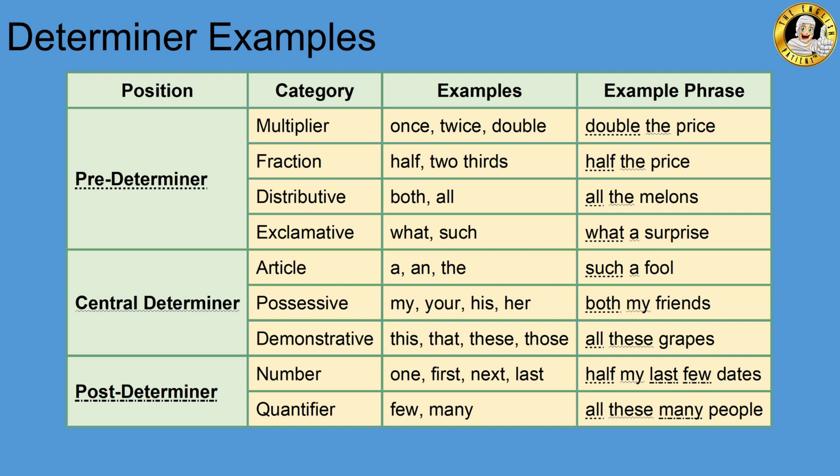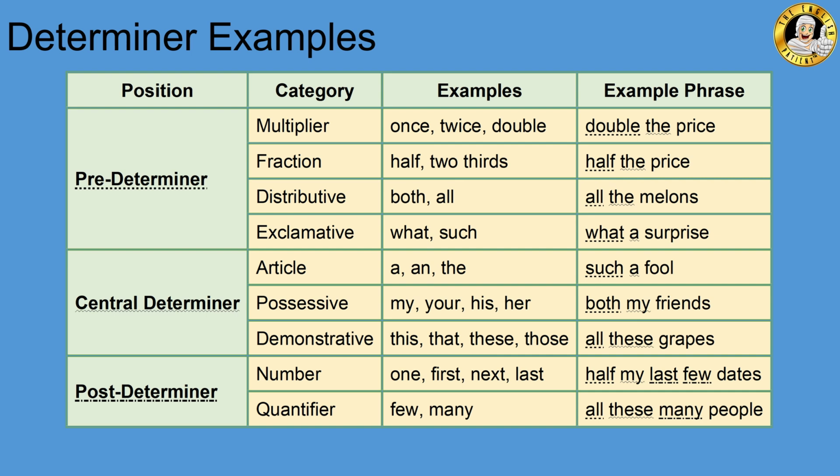And then finally, we've got post-determiners. And these will include numbers, one, first, next, last, half my last few dates, and quantifiers. So often post-determiners, as you can see, are related to quantification, how much or how many things you're having, and also to numbers as well. So examples here, few, many. There are a lot of quantifiers. There are just a couple of examples. So all these, many people.